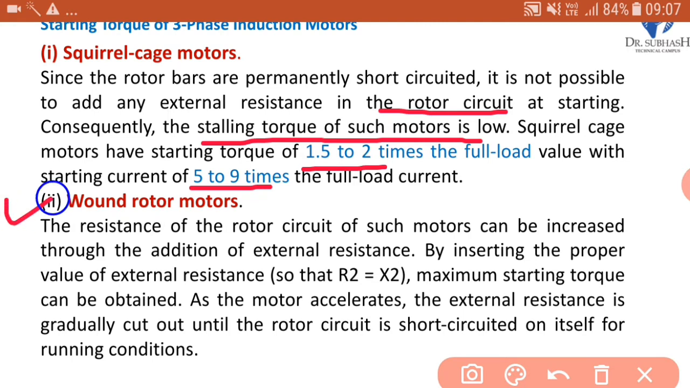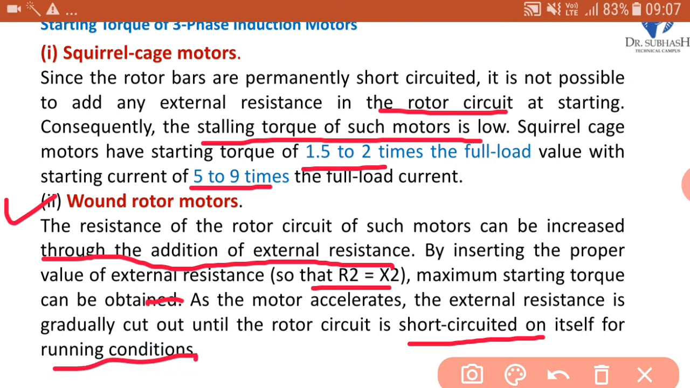Now let's talk about wound rotor motors. The resistance of the rotor circuit of such motors can be increased through the addition of external resistance. By inserting the proper value of external resistance so that R2 is equal to X2, maximum starting torque can be obtained. As the motor accelerates, the external resistance is gradually cut out until the rotor circuit is short circuited on itself for running conditions.